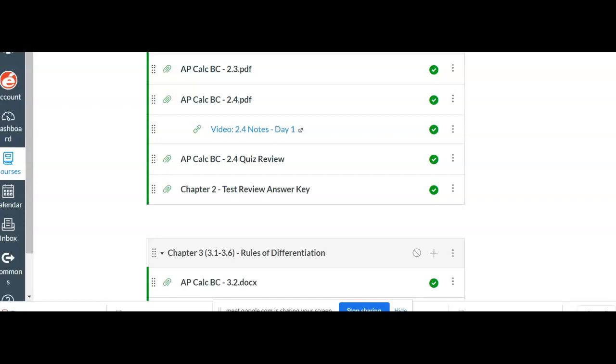Mr. Kenyon, is the quiz only on 2.4? Yes, only on 2.4. No 2.3? Correct. And so why do you say that the quiz review is a little iffy? No, the quiz itself, sometimes the scores are a little iffy on this one. And I'm saying that don't just rely on the quiz review.